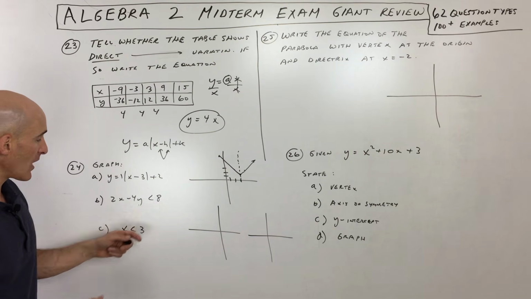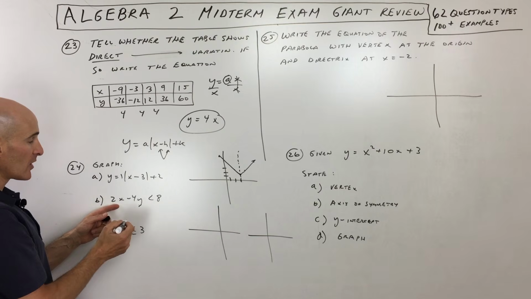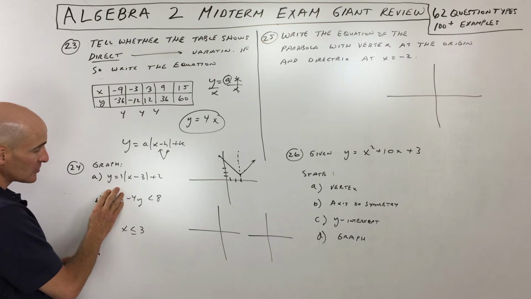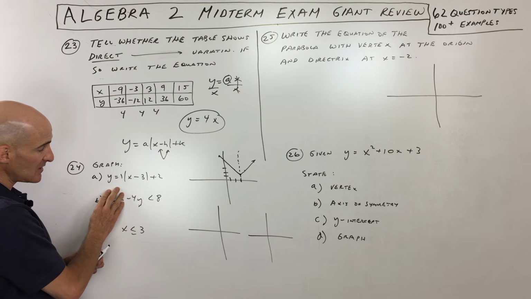This one here, what I would do is I would do like we did some of the other graphs. We'd set x to 0, solve for the y-intercept, so you can see that's going to be negative 2.